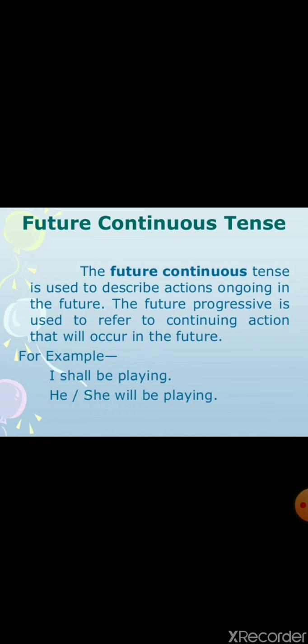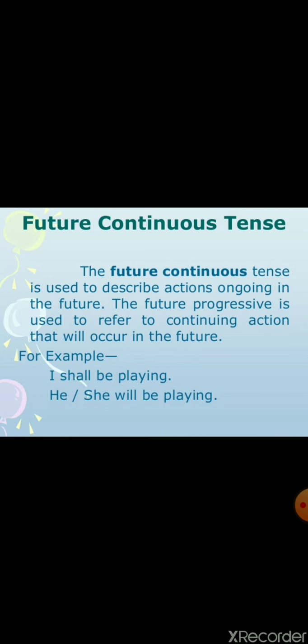Future continuous tense, second base form, related to a different aspect, that is continuous, in relation with the future. How to show that? The future continuous tense is used to describe actions ongoing in the future. It will happen, but in progress. The future progressive is used to refer to continuing action that will occur in the future. For example, now the structure I will show you later, but look at the example first of all to take an overview of the tense aspect, that is I shall be playing. Now be we will be adding.